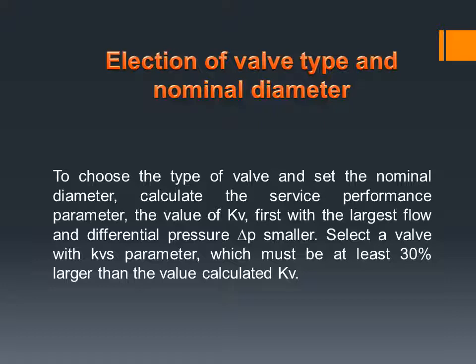Election of valve type and nominal diameter. To choose the type of valve and set the nominal diameter, calculate the service performance parameter, the value of Kb. First, with the largest flow and the smallest differential pressure delta P. Select a valve with a Kbs parameter, which must be at least 30% larger than the calculated Kb value.